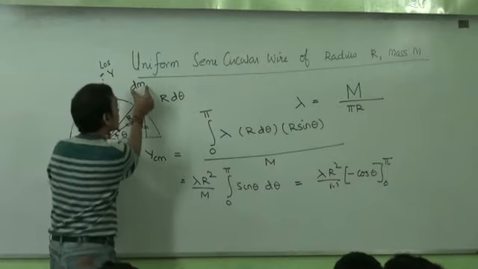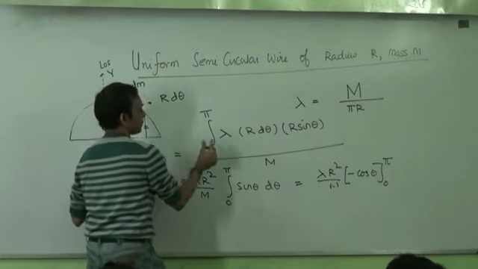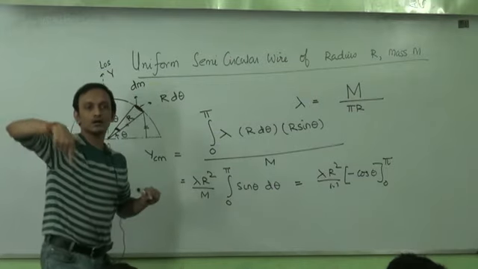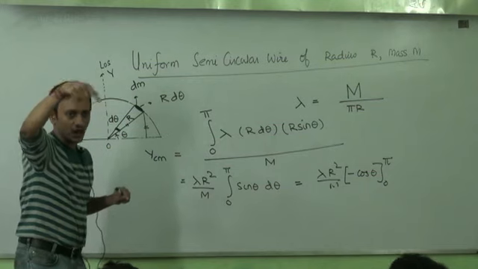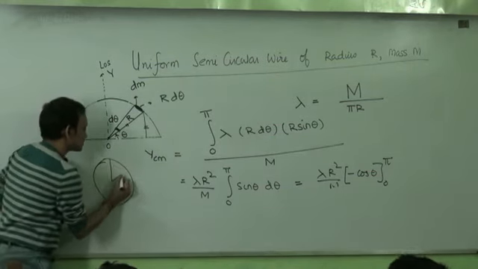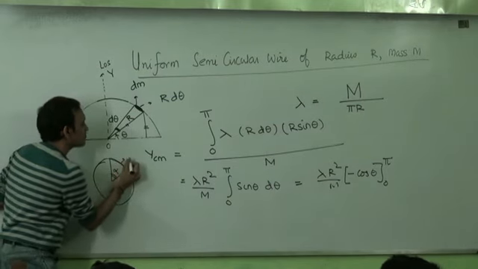Now, what is this dm, this particular mass element? Look, what's the length of this element? R d theta. S is r theta, circumference. If I have a circle and there is a certain angle alpha here, then this length is going to be r alpha.